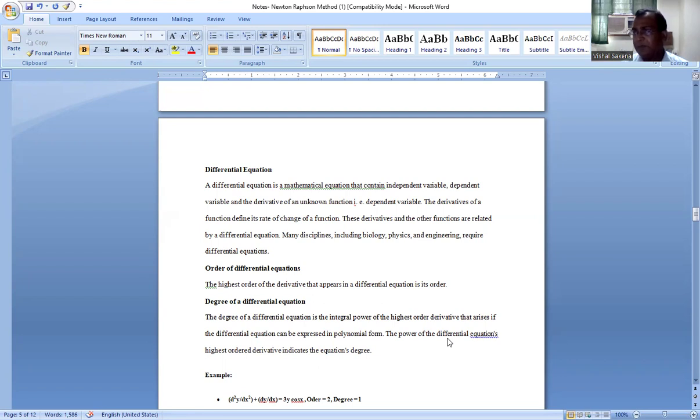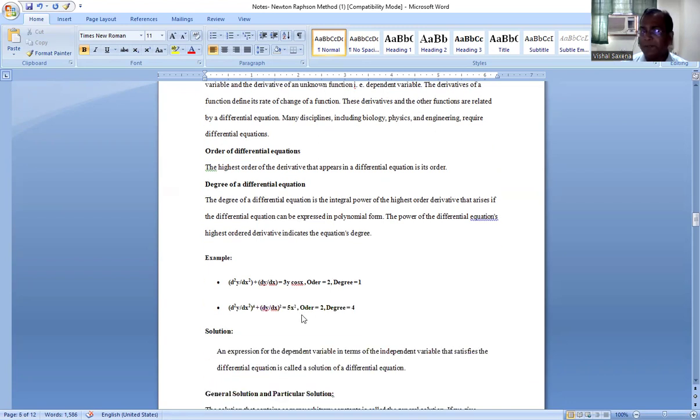That means the derivative term and the dependent variable term should come in the numerator. So the derivative term should come in the numerator, and just after rearranging the differential equation in a proper form, we can give its order and degree. One more important thing is the radical terms. The differential equation should be free from radical terms of the derivative and the dependent variable, here y and its derivatives.